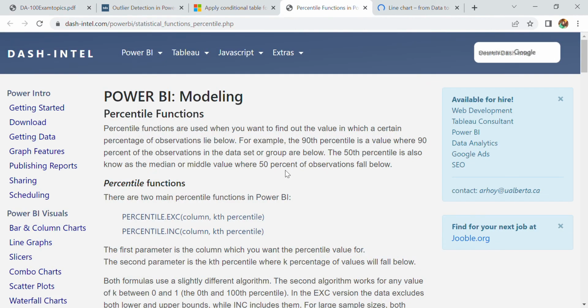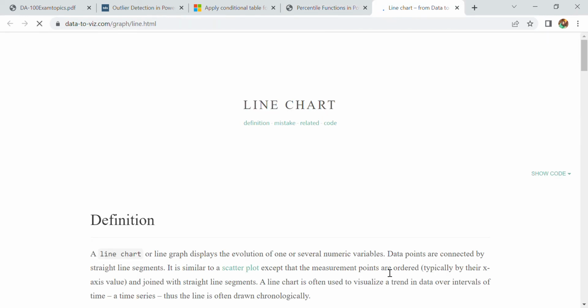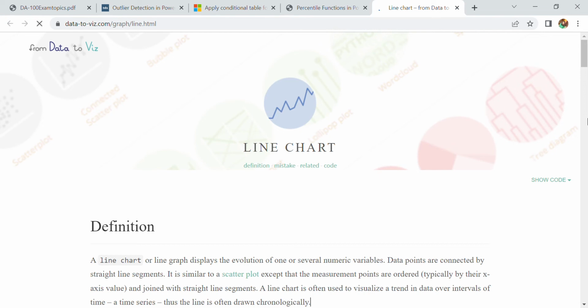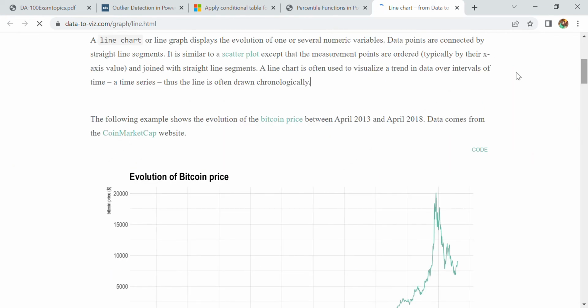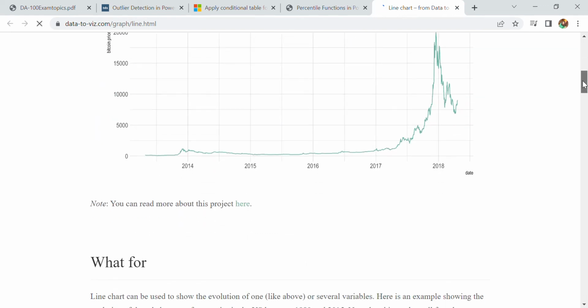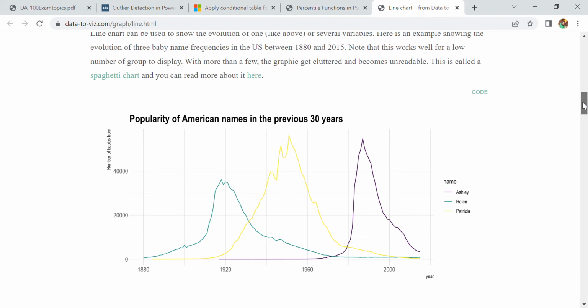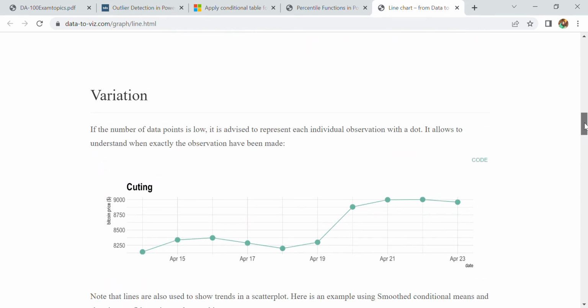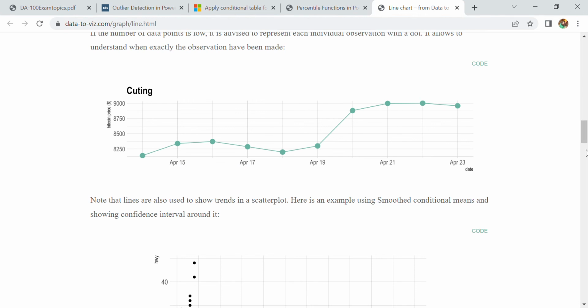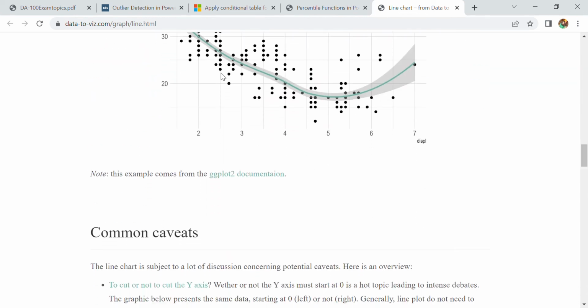In my previous session I also gave you a reference for Power BI modeling, and in this scenario-based question we also need to find out the same. For the line chart, we can go through this page, where a line chart or graph displays the evolution of one or more numerical variables and data points are connected through straight lines, like market cap or the evolution of Bitcoin price. From there you can learn about the graphic part, and also see the variation. This is a very easy topic.